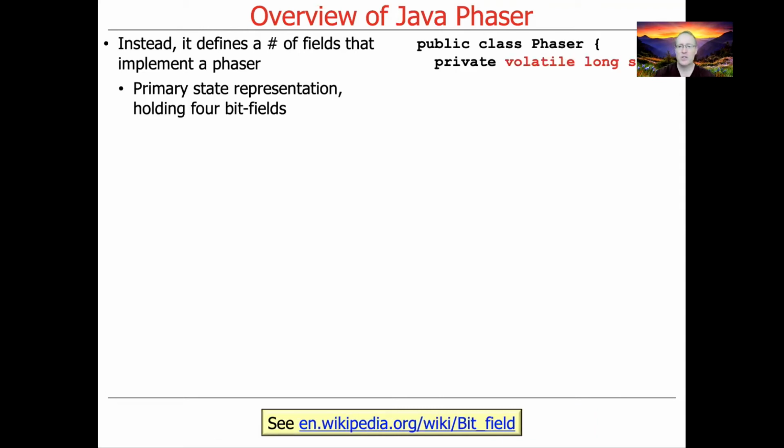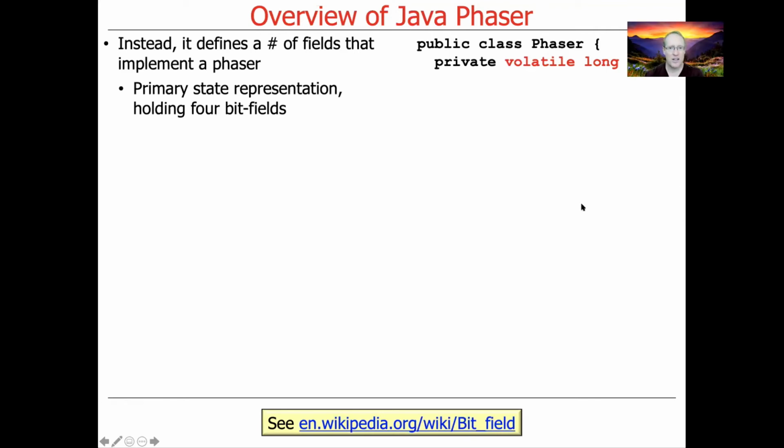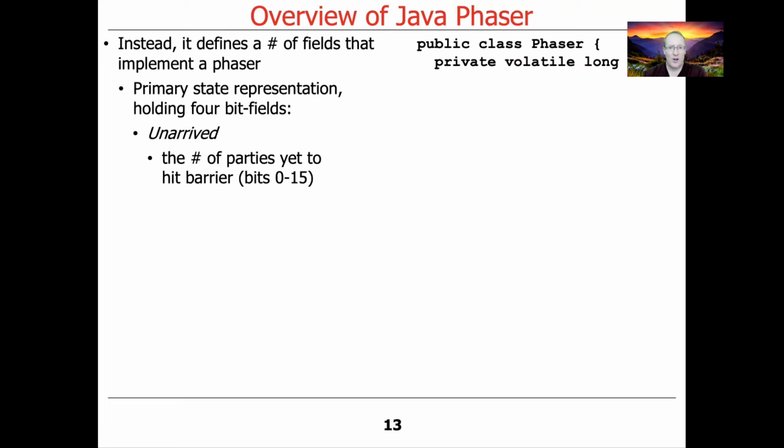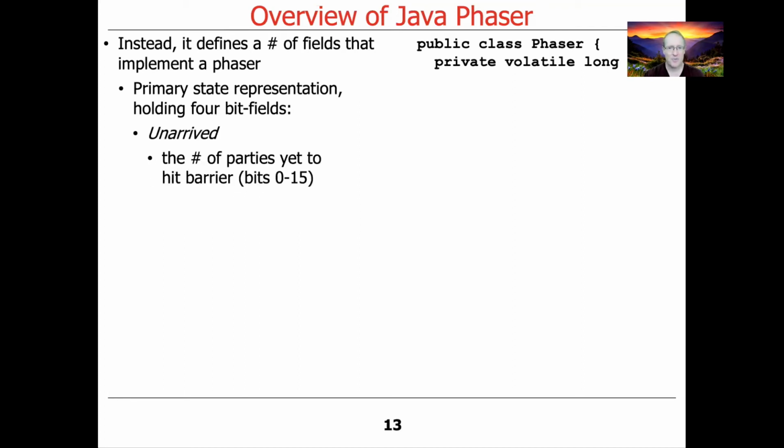It essentially stores a bunch of info in a long, volatile field, which it calls state. And the state representation is used in order to store this information in 4 bit fields that are all kind of put together into that one state variable. So here are the fields that are used. There's one that's called unarrived, and that's the number of parties that have yet to hit the barrier. So it's bits 0 to 15 that do that. Remember, a long has essentially 64 bits. So 0 to 15 are for unarrived.